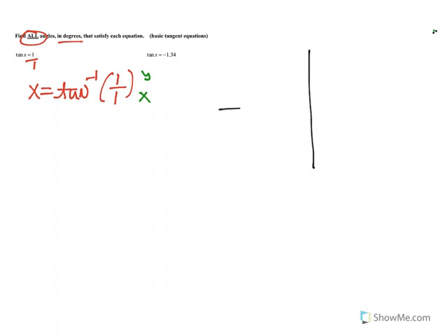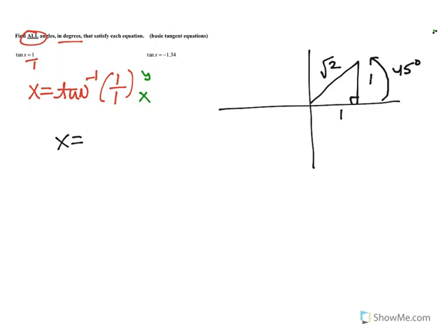So the solution coming out of quadrant 1 says your y is going to be 1 and your x is going to be 1. And that's going to start making a 45, 45, 90 special triangle, so this will be radical 2. So that means one solution is going to be at 45 degrees. So x equals 45 degrees plus multiples of 360.